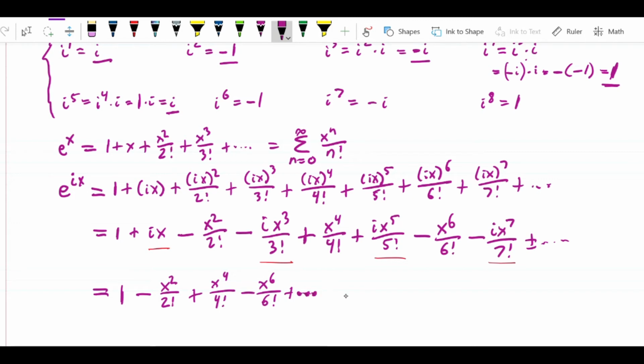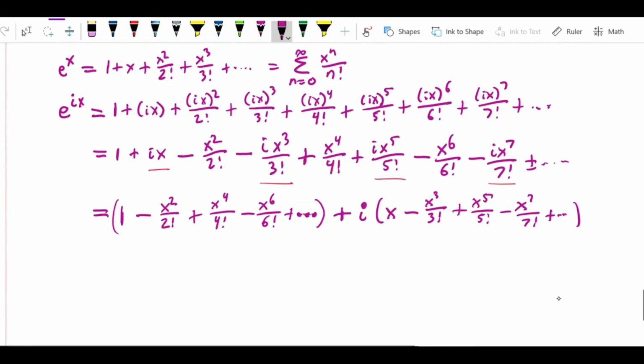I hear the ahs. I know some of you know where I'm going with this. So those are the real terms. Now let's factor out the i from the terms that have a red underline in front of them. So this is going to be plus i times x minus x cubed over 3 factorial plus x to the fifth over 5 factorial minus x to the seventh over 7 factorial.